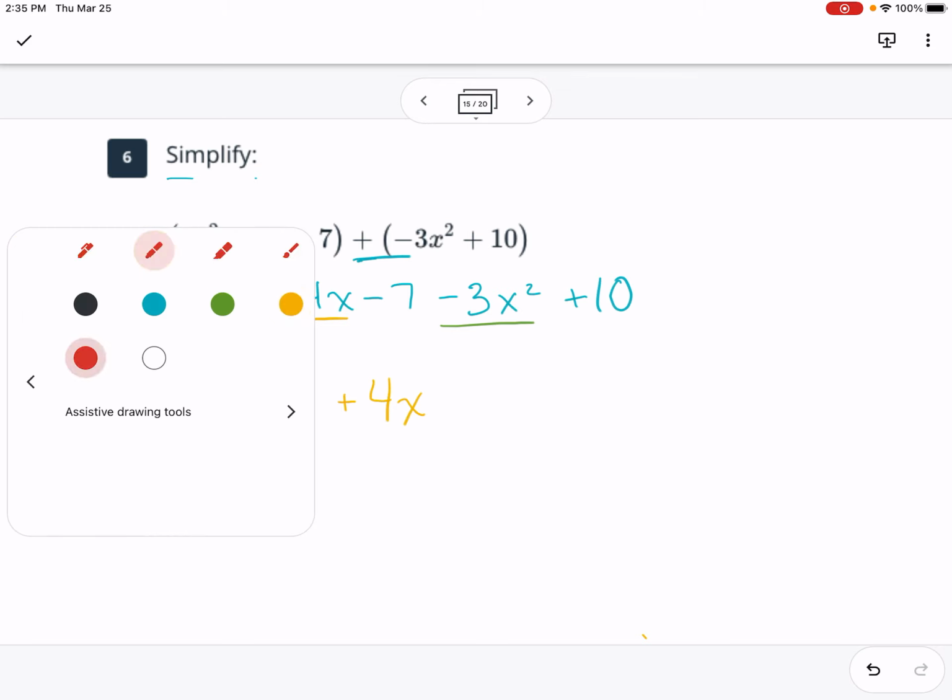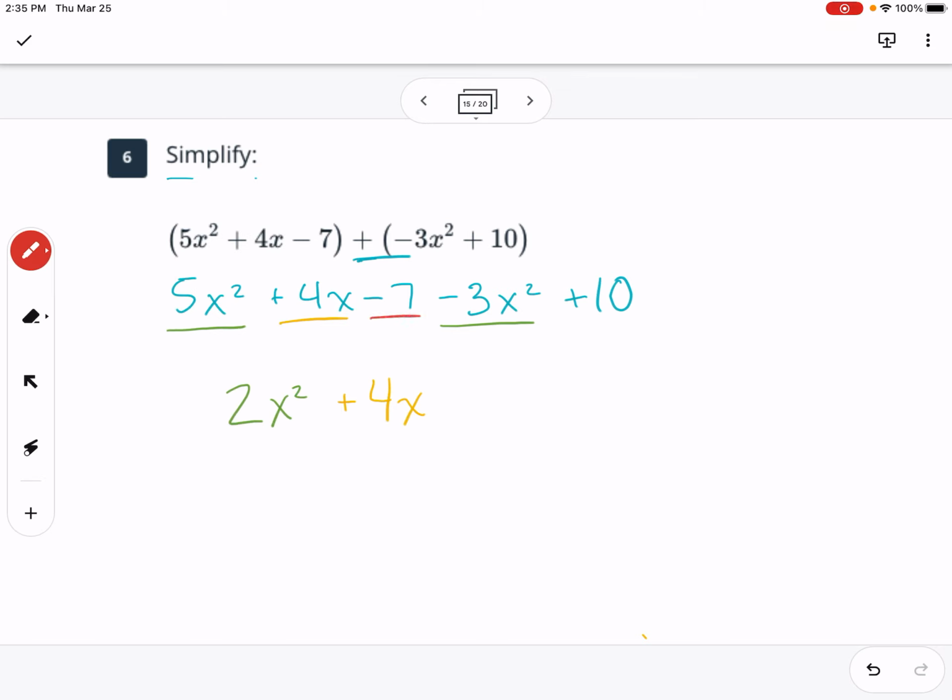And then finally, I'm looking for a like term for negative 7. It doesn't have any x on it at all. I notice this 10 also doesn't have any x on it. Those are like terms. So I have negative 7 plus 10, which is the same as 10 minus 7, which is 3. And this is my answer. I have added the two polynomials, and this is my answer.